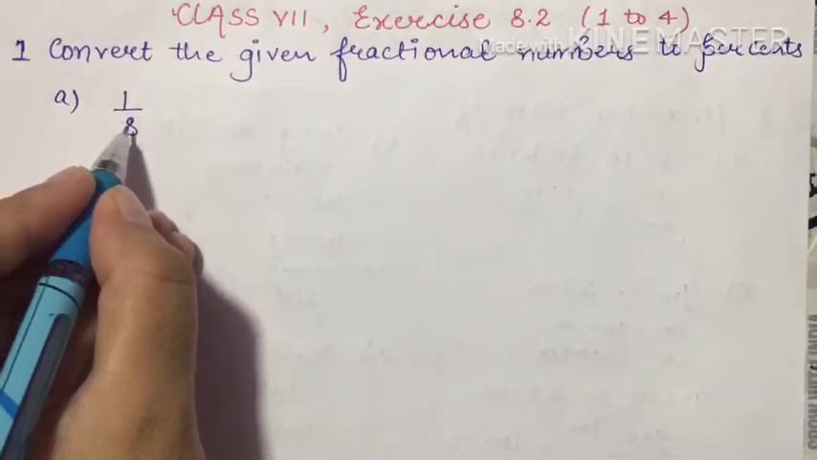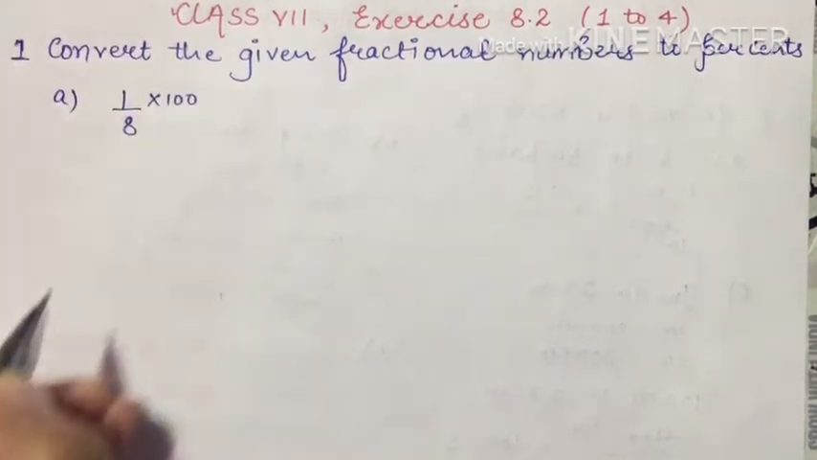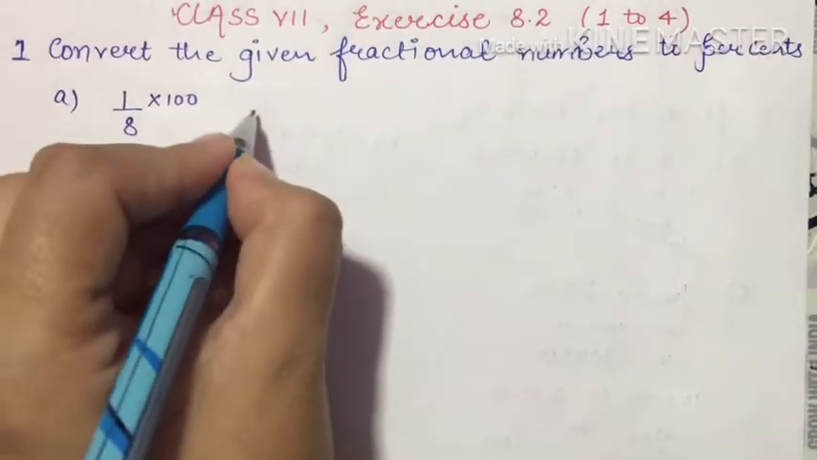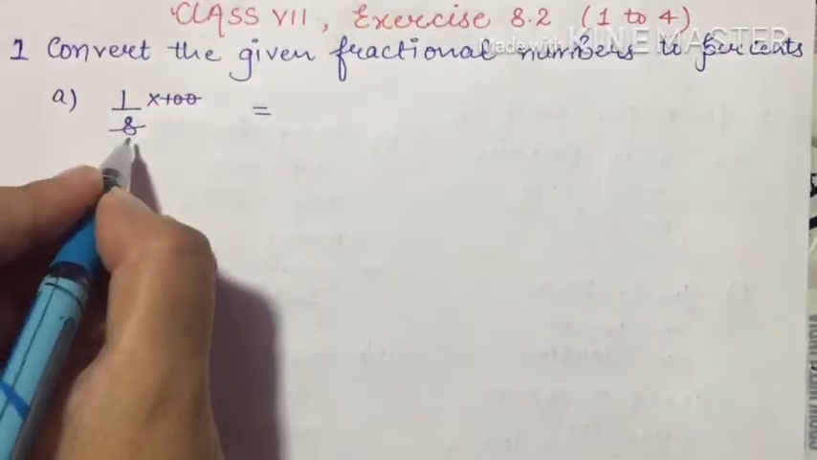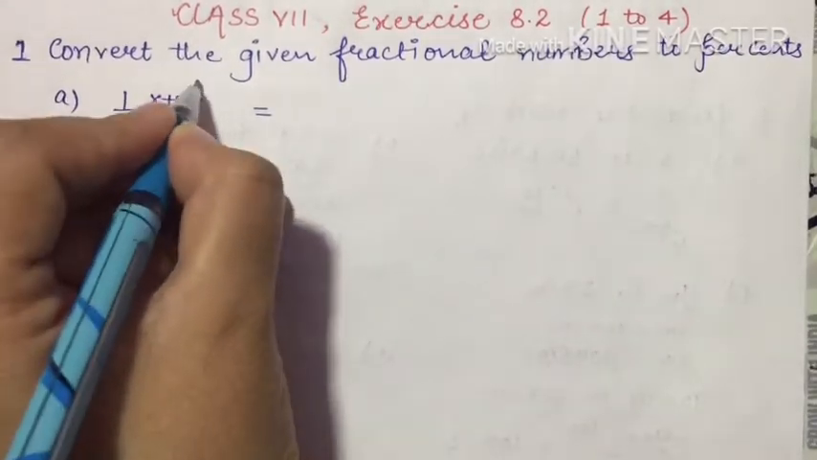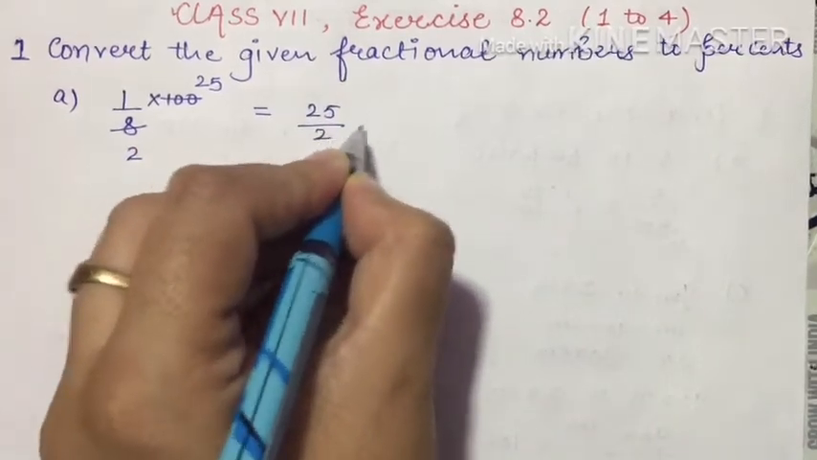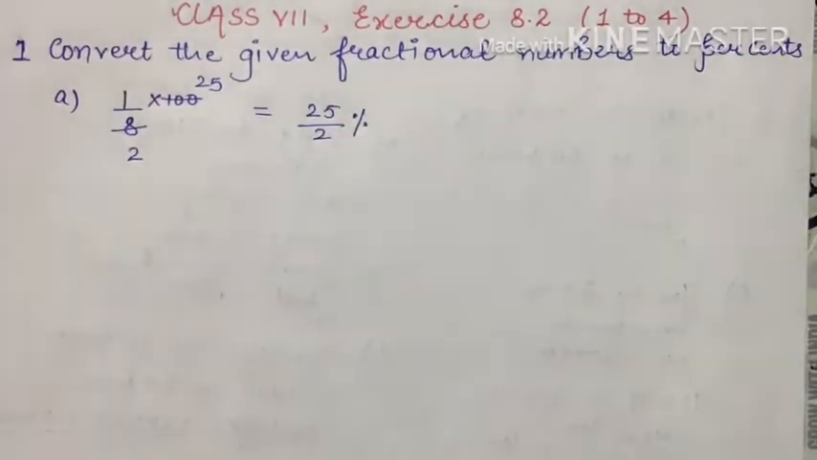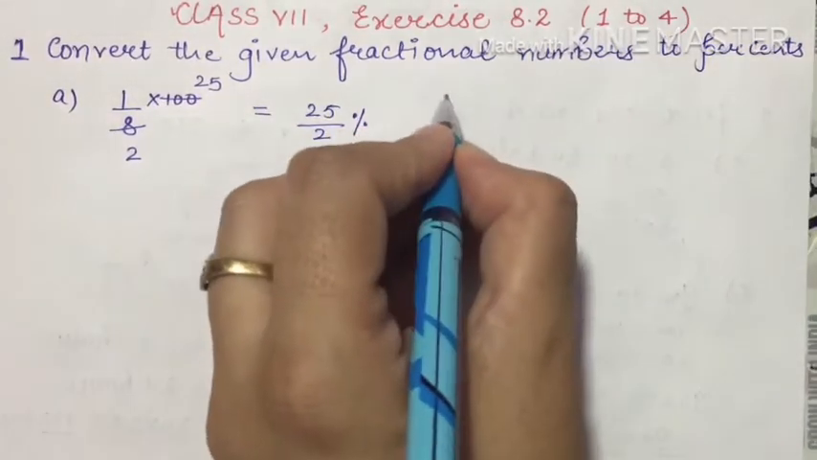If we want to convert any fraction into percentage, the first step is to multiply it by 100. Then if they are reducible, you can reduce. By the table of 4 I am cutting. Here it will be 2, here it will be 25. So you can write your answer 50 by 2 percentage. This is how you can convert a fractional number into percentage.